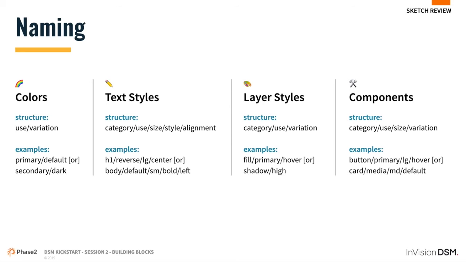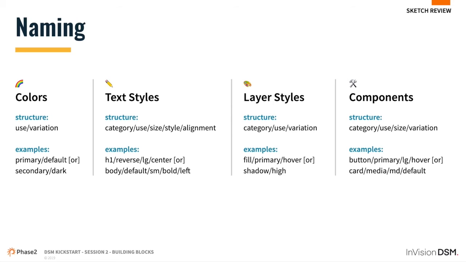So for colors, it's use, then variation. So for example, primary default or secondary dark. Textiles is a little more complex and they're a little more of an outlier just because of the amount of properties needed. So an example structure for textiles would be category, then use, then size, then style, and then alignment. Examples would be H1, reverse, large, center, or body, default, small, bold, left. Next is layer styles.